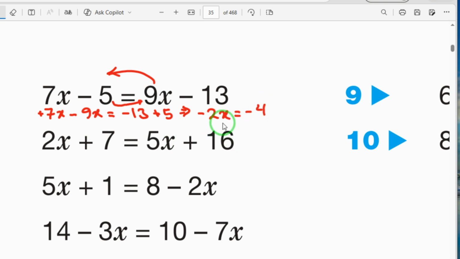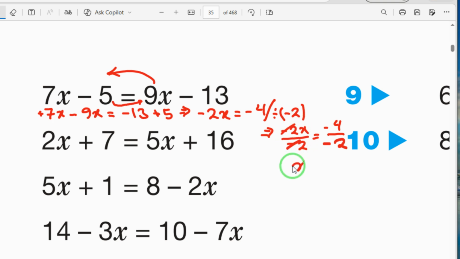Then we divide both sides of the equation by minus 2. Here we write minus 2x over minus 2 equal to minus 4 divided by minus 2. Then we simplify, x is equal to negative divided by negative, 4 divided by 2 gives us 2. x is equal to 2.